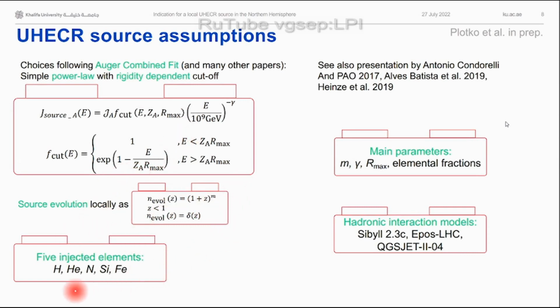with a specific source evolution, and we have 5 injected elements at the sources. Then we run these source assumptions through the propagation simulations to see what we get at Earth, and we have several fit parameters to make this work. These are one which corresponds to the source evolution, the spectral index at the sources, the maximum rigidity at the sources, and the fractions of the different elements that are emitted by the sources. And of course, we have several hadronic interaction models and uncertainties on composition and so on. So basically, to deal with this, we do this whole setup for all 3 hadronic interaction models.